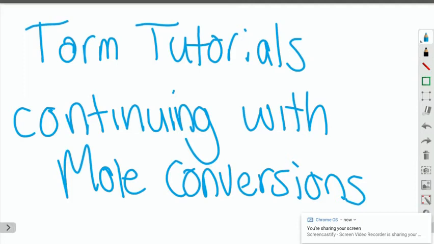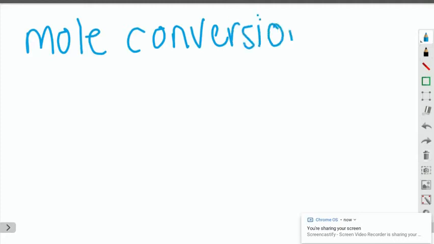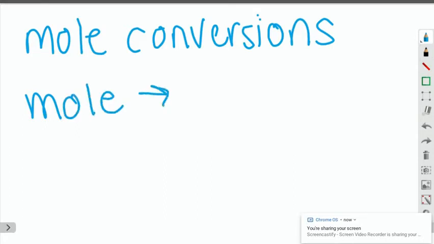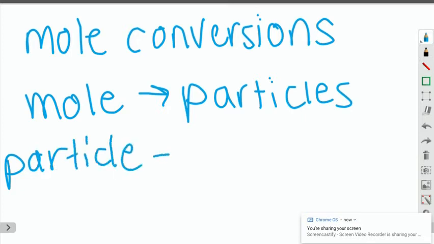Okay, guys, so today in our lesson for class, we're going to keep moving along with mole conversion. Last class, you did mole conversions with Avogadro's number. So you either went from a mole to any type of particle. Particles are atoms, molecules, ions, formula units. You either went from a mole to a particle or from a particle to a mole.